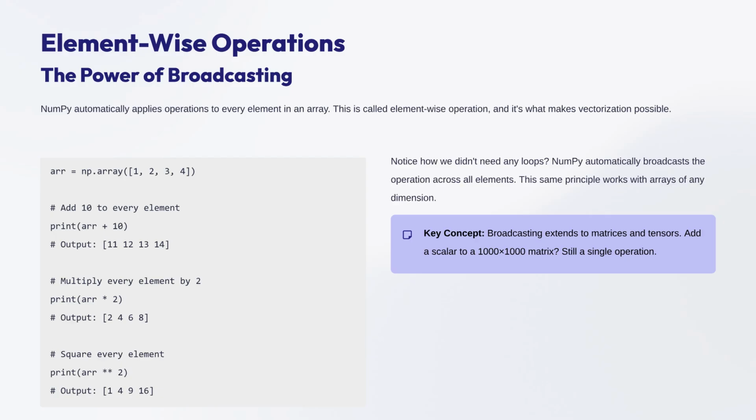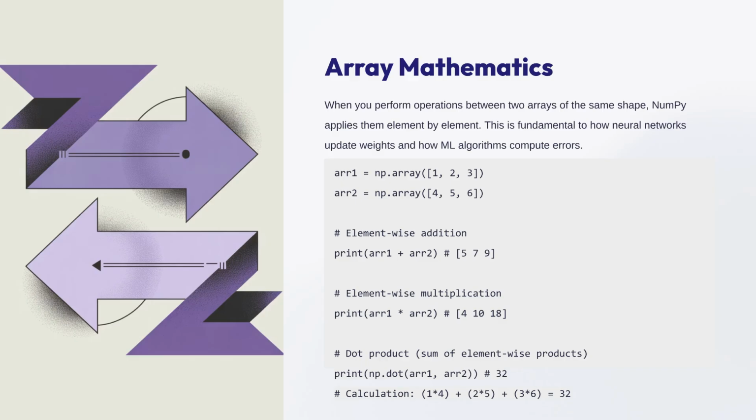Element-wise operations are the power of broadcasting. NumPy applies operations to every element in the array without loops. Adding 10 to an array adds 10 to every element instantly. Array mathematics operates element by element when arrays share the same shape. We can perform element-wise addition, multiplication, or use np.dot for the dot product, a key operation in linear algebra.